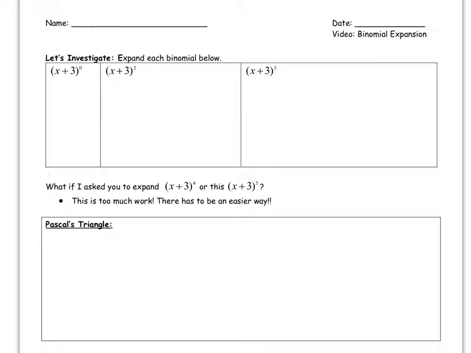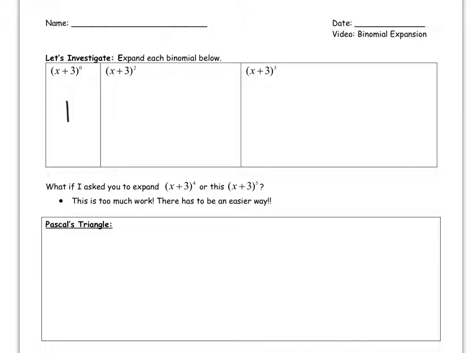Hi everyone, in today's lesson we're going to talk about how to expand a binomial. So let's investigate by trying to expand these three binomials below. So x plus 3 to the 0 power. You should be telling me that that answer is 1 because anything raised to the 0 power is 1.